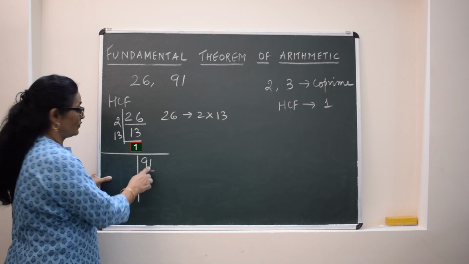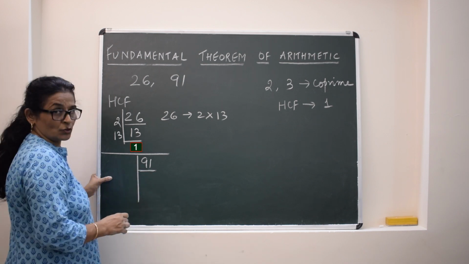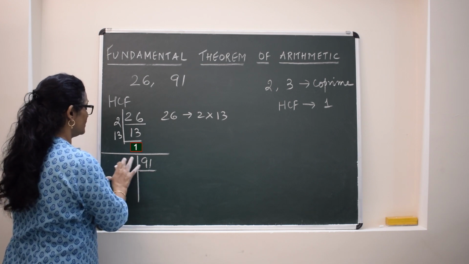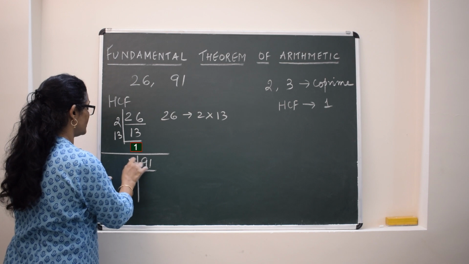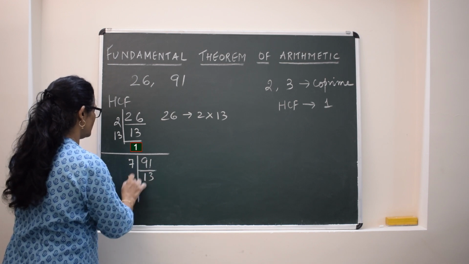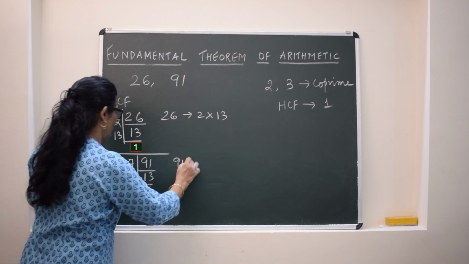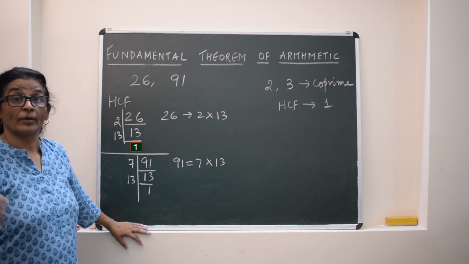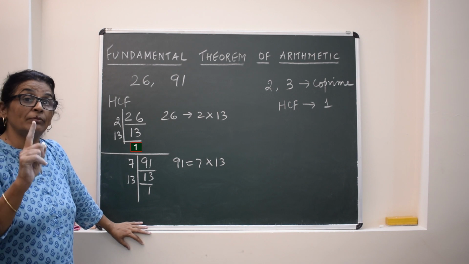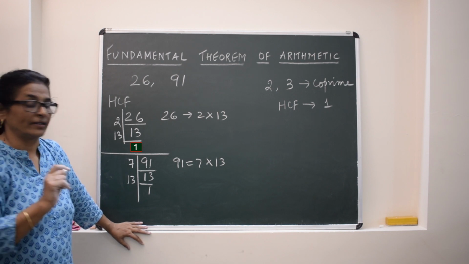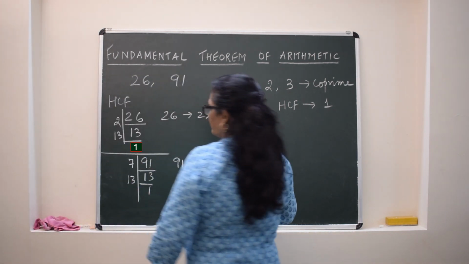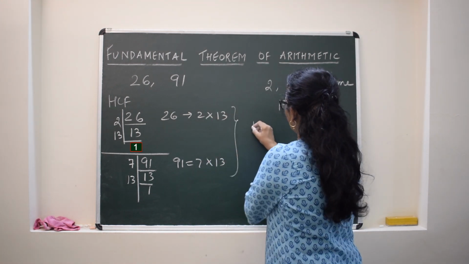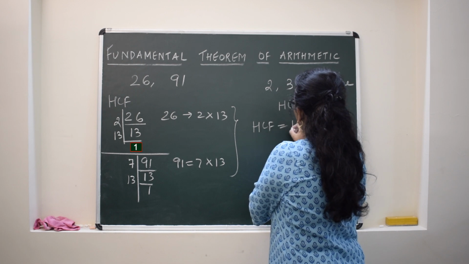Units place is 1, so it will not be divisible by 2 and not by 3 either. It is divisible by 7 and 13. So 91 can be written as 7 into 13. As I said, the highest common factor is the minimum power of the common factor. The common factor here is 13. So the HCF will be 13. We will write its HCF, that is 13.